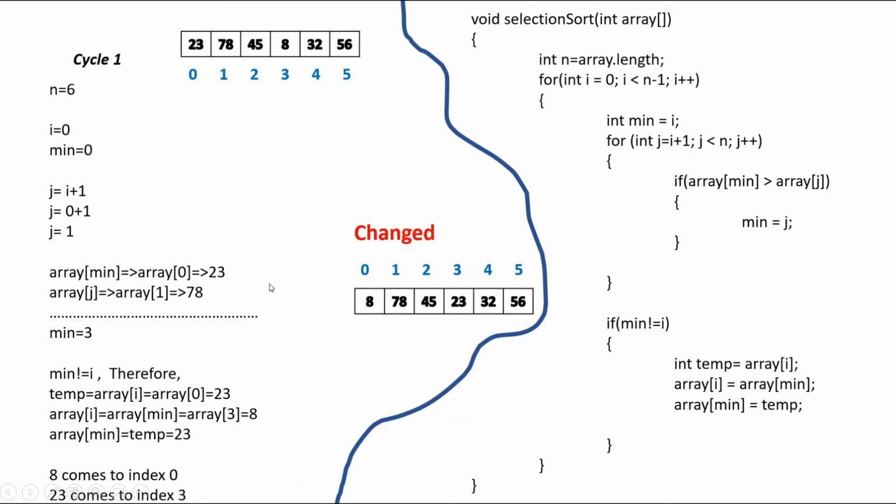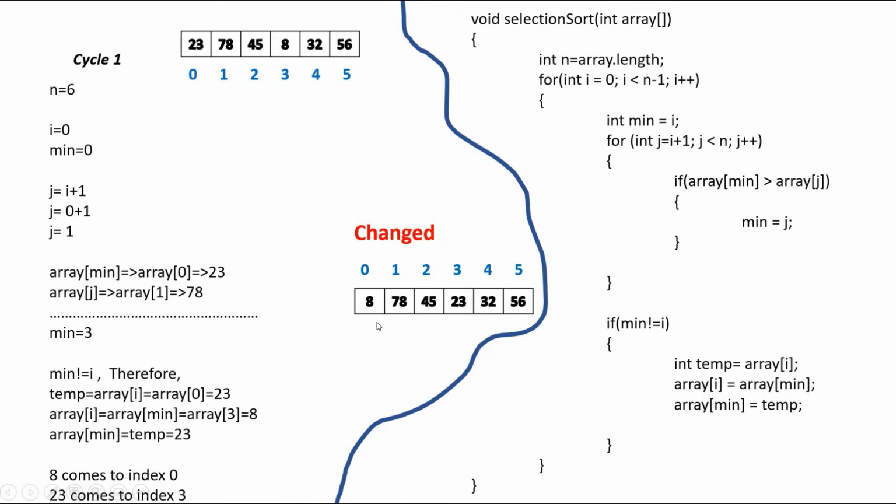What is the array 3 position? Array 3 position is this. It says to put 23 to this position. Okay, that means this 8 will be removed and 23 will be replaced. That means 23 comes here. So 8 comes to index 0 and 23 comes to index 3.